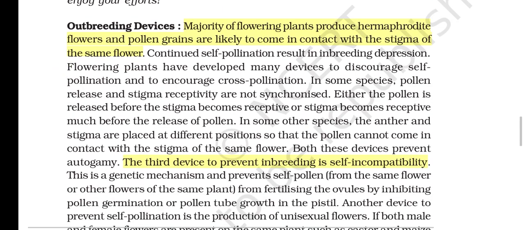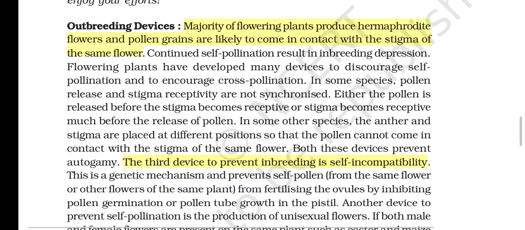Outbreeding devices. Majority of flowering plants produce hermaphrodite flowers, and the pollen grains are likely to come in contact with the stigma of the same flower. Continued self-pollination results in inbreeding depression. Flowering plants have developed many devices to discourage self-pollination and to encourage cross-pollination.